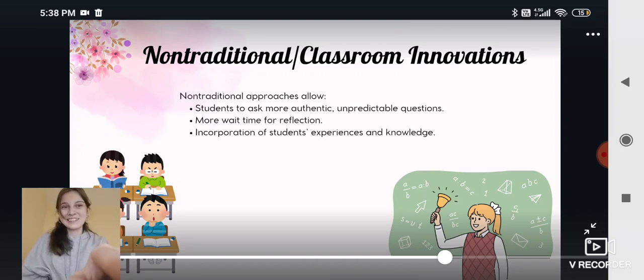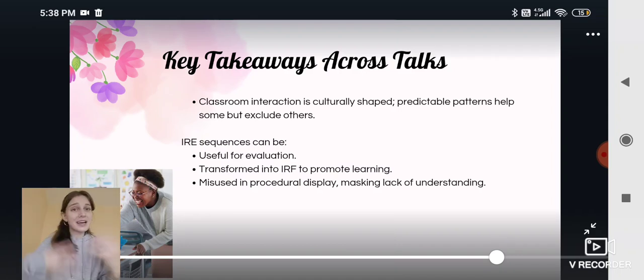So yes, let's talk about all these things as a summary. Like we said, this is a continuation of our first week course, so it's basically the same, but we have seen question types in a deeper way. Classroom interaction is culturally shaped. Predictable patterns help some but exclude others.